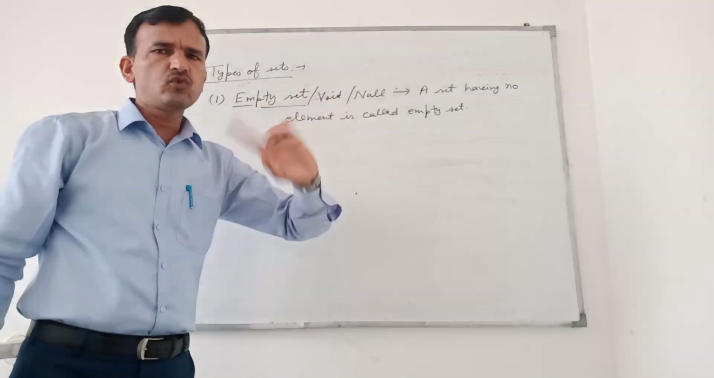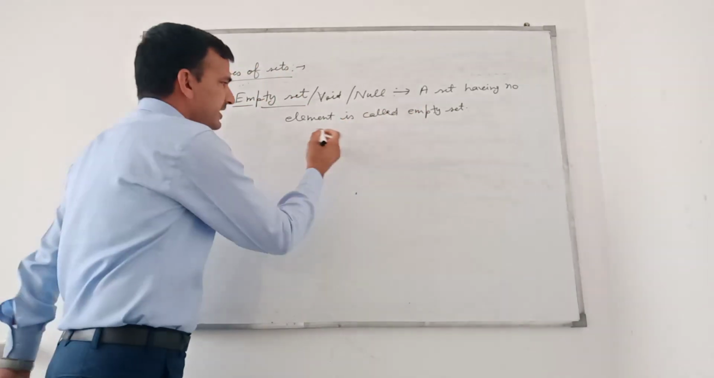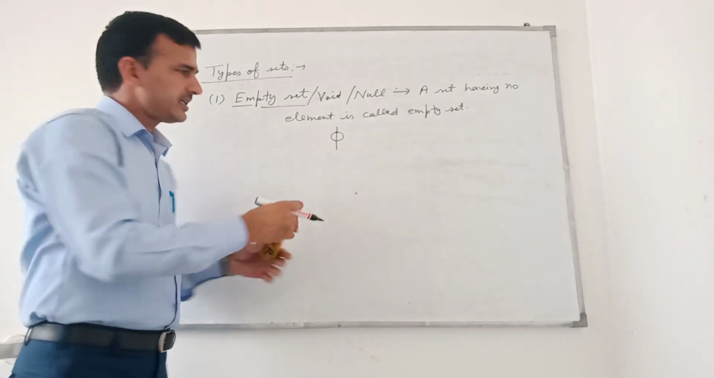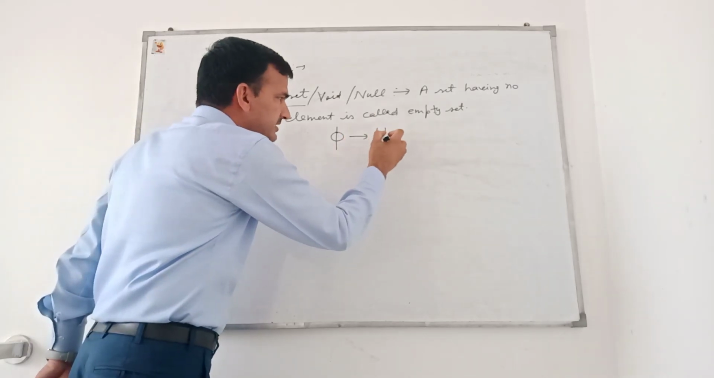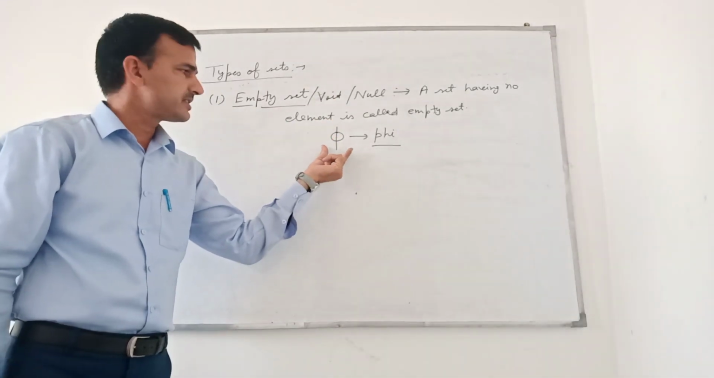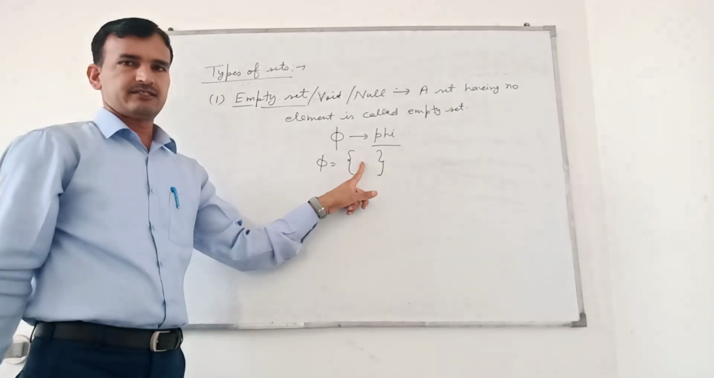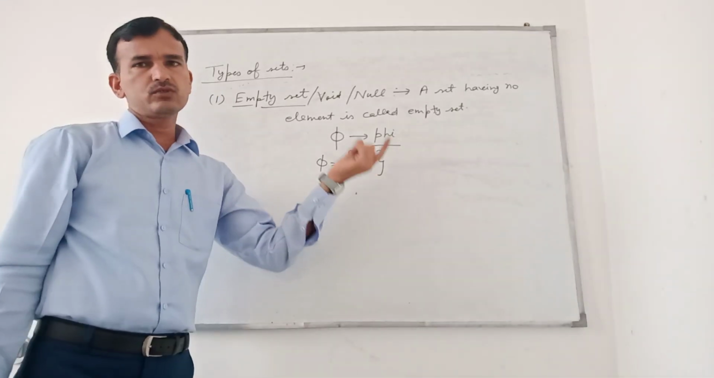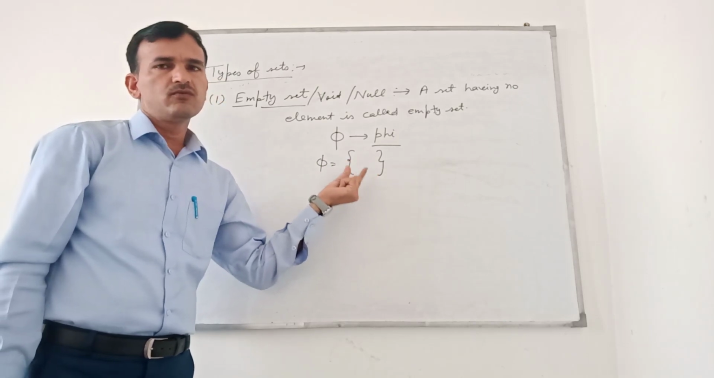A set having no element is called an empty set. And the empty set is represented by phi. This is a symbol to represent the empty set. Phi is written as 0 with a line cut through it. Phi is equal to a set which has no element. The set in which there is no element is represented by phi. Its name is empty set, null set, or void set.